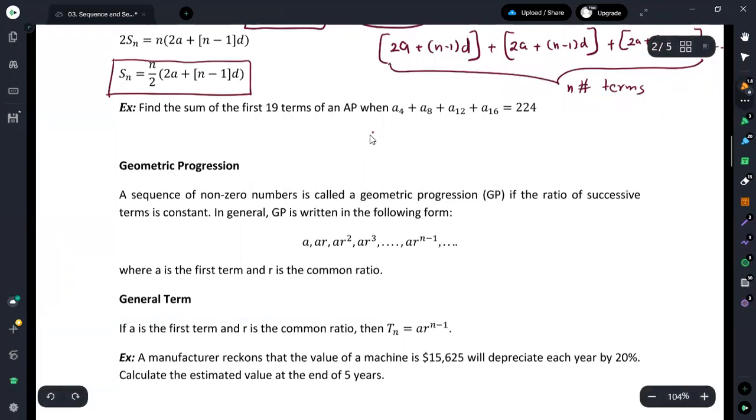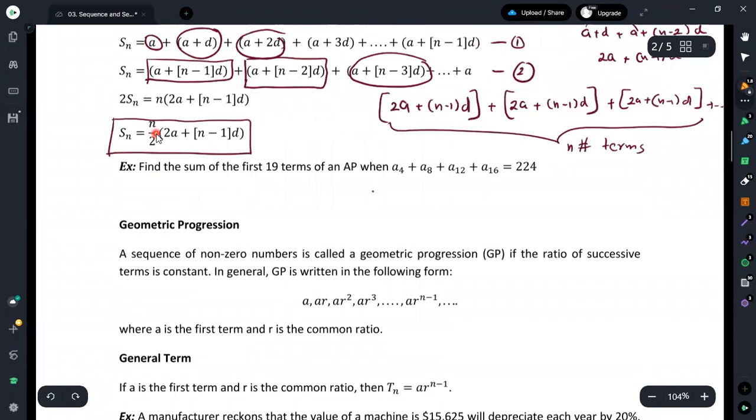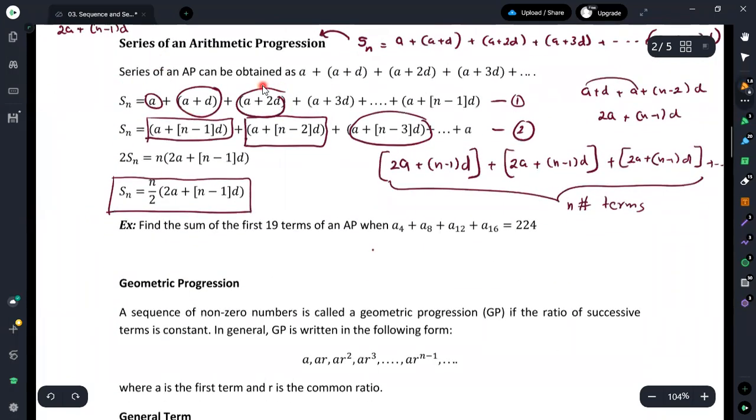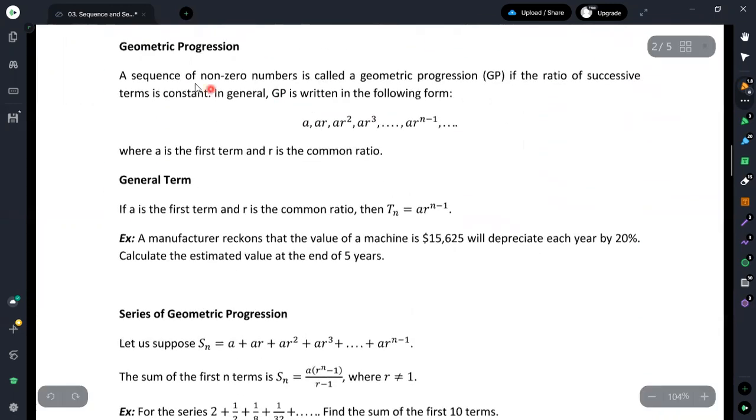Now we will move on to the next part. It is the geometric progression. In the previous session and the first part of this session, we discussed the arithmetic progression, and now we will move on to the discussion of the geometric progression.